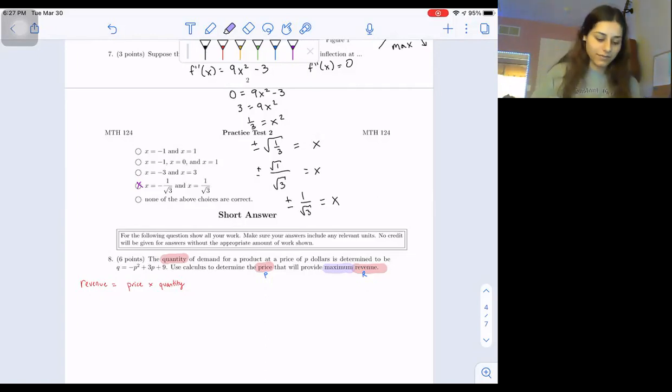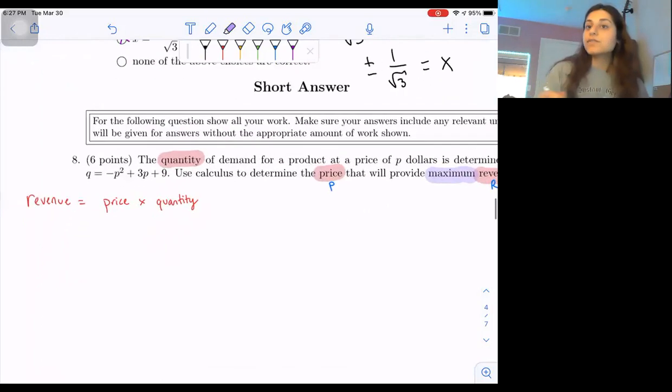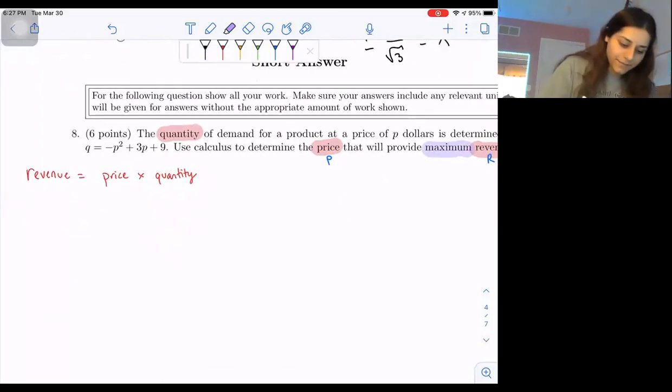Okay, so they give us the quantity function. We want to find revenue, so we're going to do Q times P. We'll have price times the entire quantity. Make sure you put parentheses.